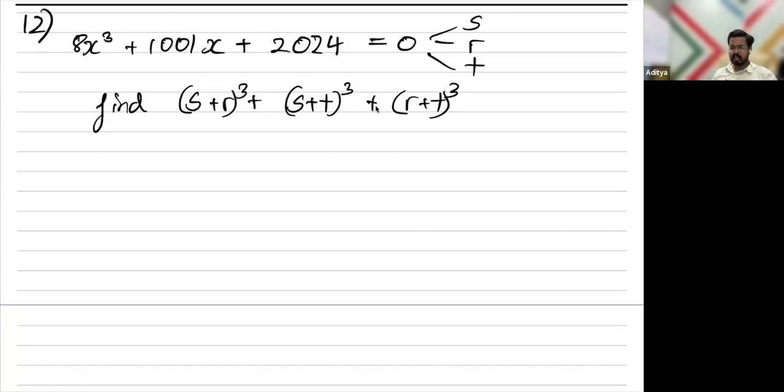After like 2-3 minutes, I will write down the equations that concern sum of roots, product of roots, sum of product of roots taken two at a time for cubic equations. And then you can see something pop out of there.